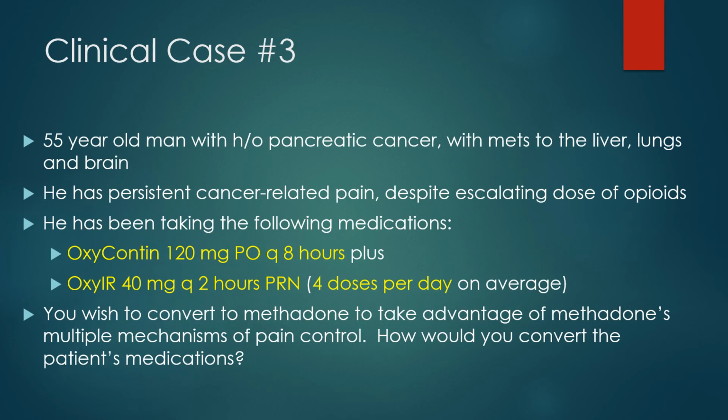Clinical case number 3. A 55-year-old man with a history of pancreatic cancer with mets to the liver, lungs, and brain. He has persistent cancer-related pain despite escalating doses of opioids. He has been taking the following medications: OxyContin 120 mg PO Q8 hours plus OxyIR 40 mg Q2 hours PRN, about 4 doses per day on average. You wish to convert to methadone to take advantage of methadone's multiple mechanisms of pain control. How would you convert the patient's medications?